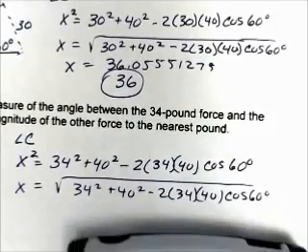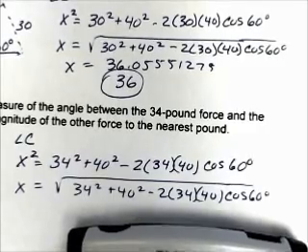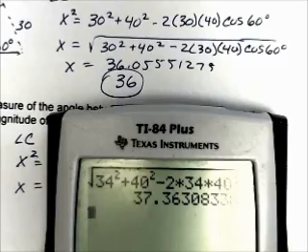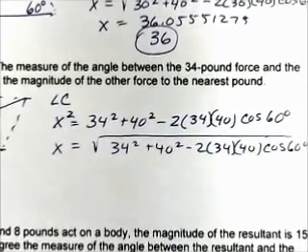Go to the calculator, square root of 34 squared plus 40 squared minus 2 times 34 times 40 times the cosine of 60. To the nearest pound, 37 pounds.